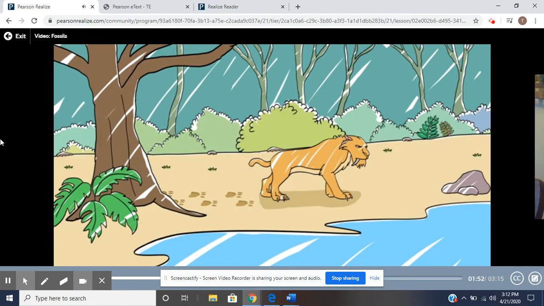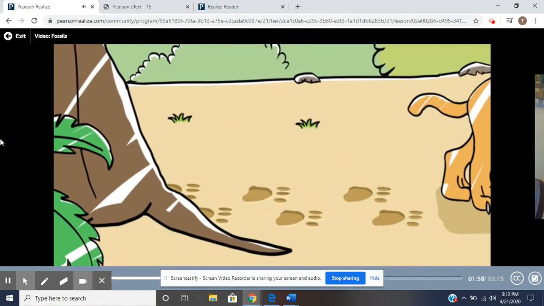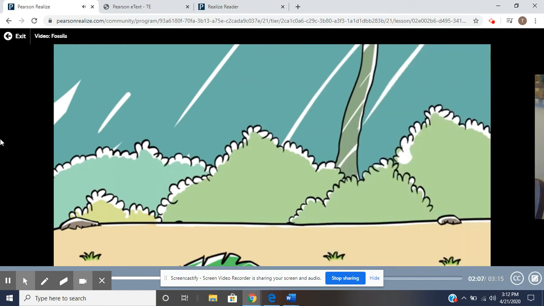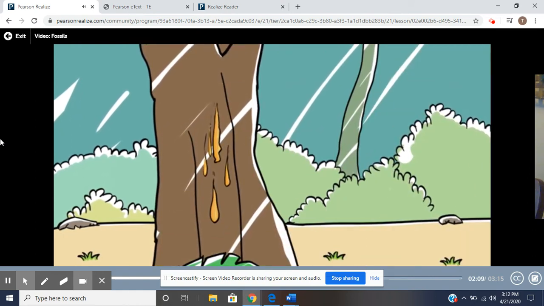Sometimes a fossil is not an actual body part of the organism. Instead, it is a trace of an organism, like a footprint, a burrow, or other mark left behind. These types of fossils are called trace fossils. Many fossils are found in rock, but there are other ways that fossils can form.